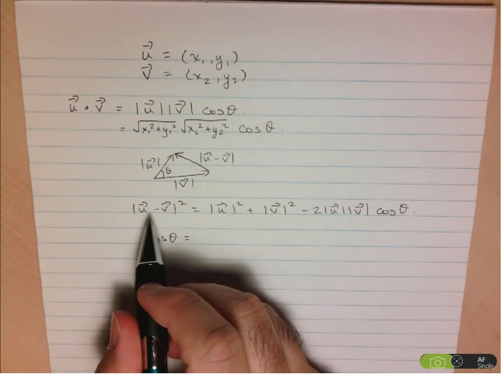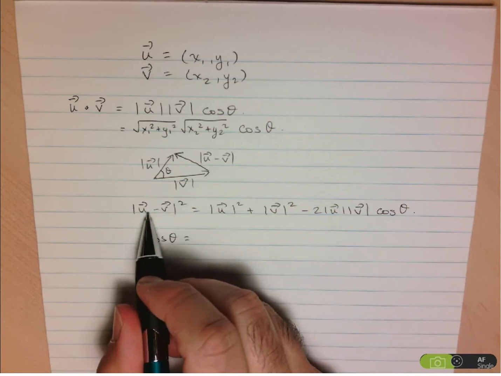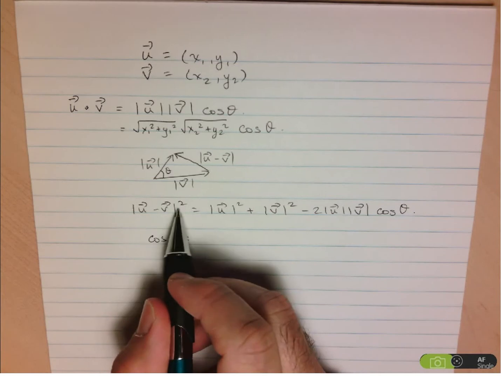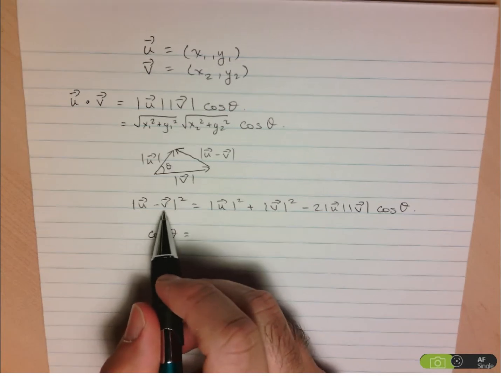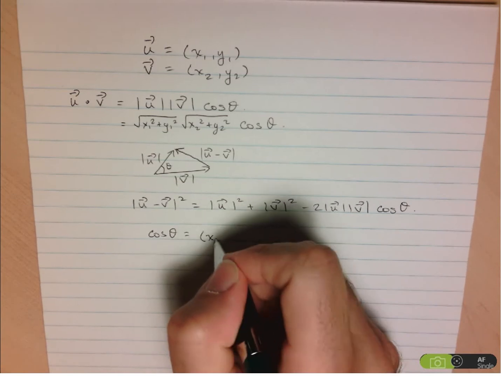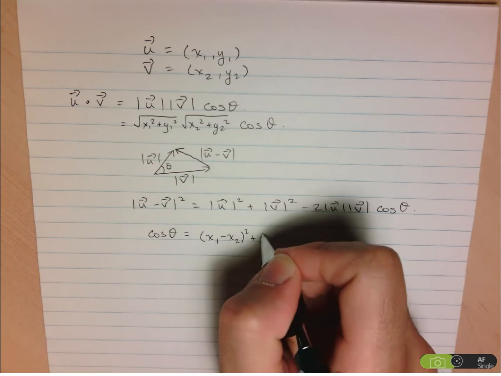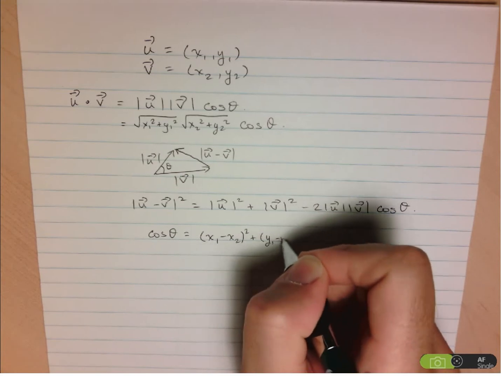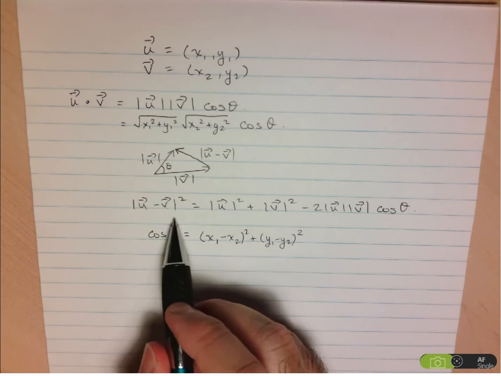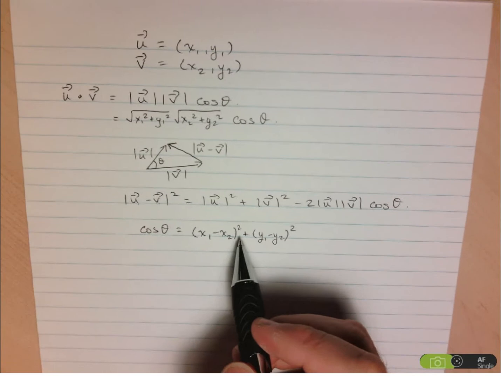Okay, so I have the magnitude of u minus v all squared. So first of all, we get this vector by subtracting the individual components, and since we're squaring it, we get rid of the square root. So I'm going to skip a couple of steps here and go right to writing this out. So it would be x1 minus x2 all squared plus y1 minus y2 all squared. So again, I'm subtracting the two vectors, taking the magnitude, and then squaring that. And this is what I would end up with.